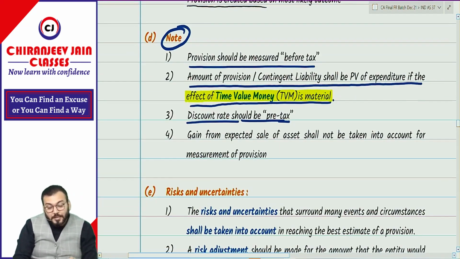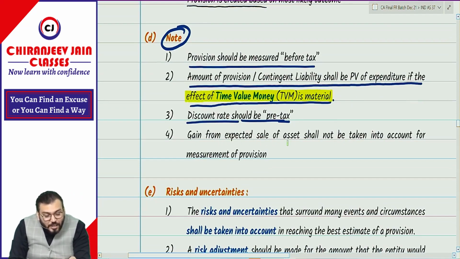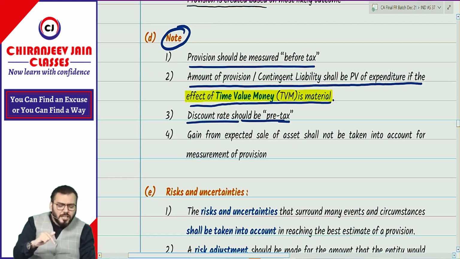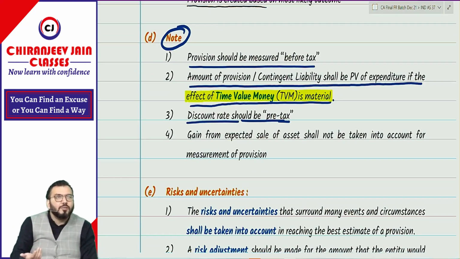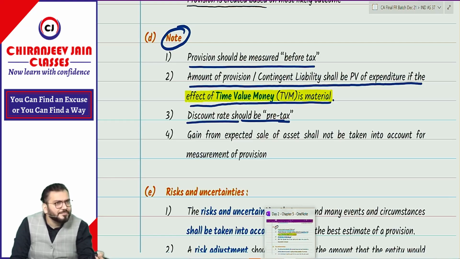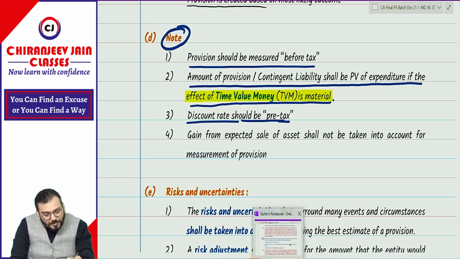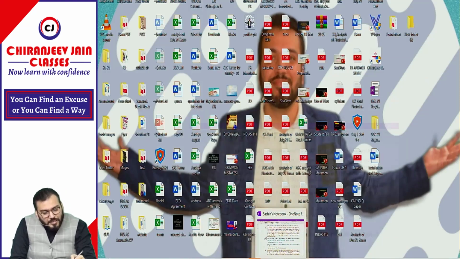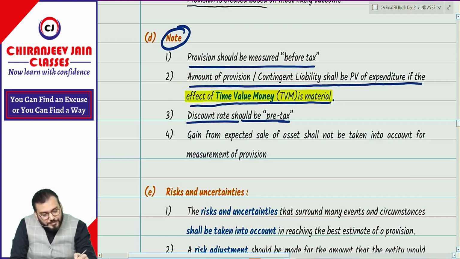Correct? Yes, sir. Gain from expected sale of assets shall not be taken into account for measurement of provision. Gain from expected sale of assets shall not be taken into account. Let me take one example. You will say what should be done. Okay? Let me take one example. Good point. Till now no question has been asked from this point.